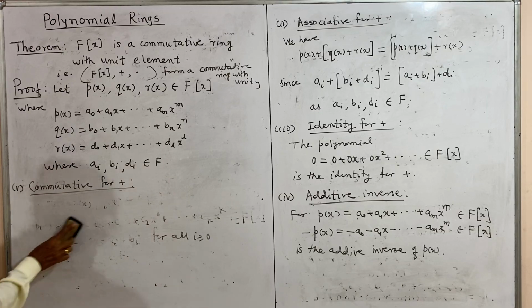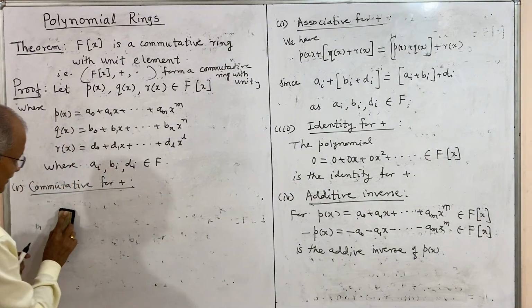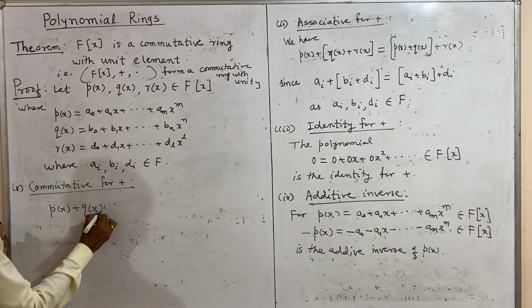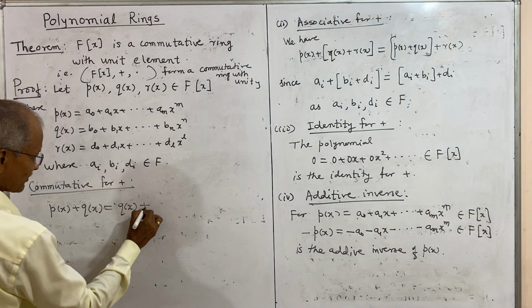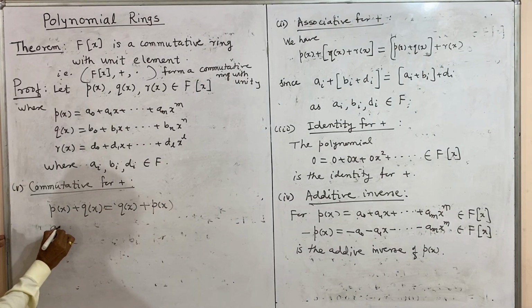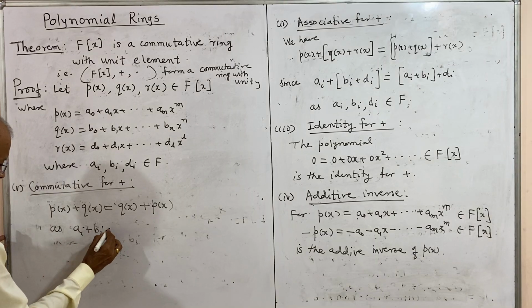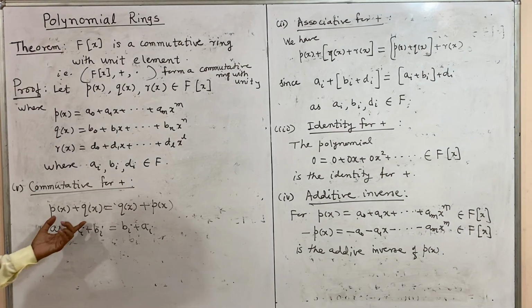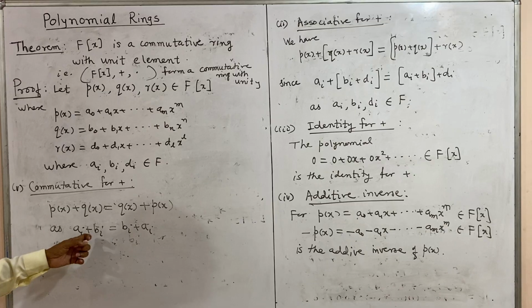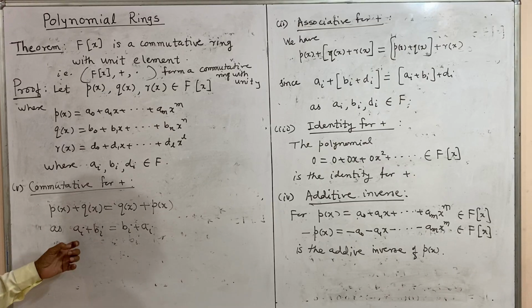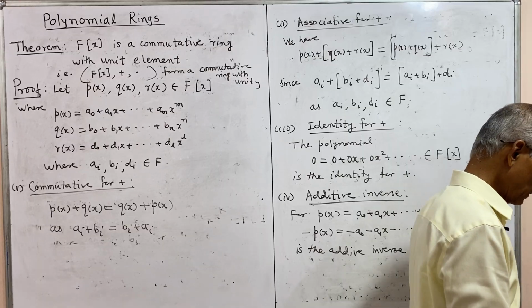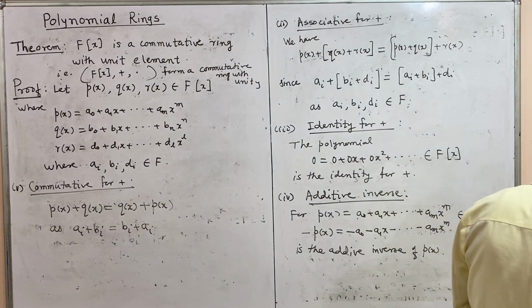Commutative for plus, and that is easy. We have p of x plus q of x is equal to q of x plus p of x, as ai plus bi is equal to bi plus ai. In a field, the coefficients are the elements of the field, and they are commutative with respect to addition. So therefore the commutative property holds for addition, and thus it forms an abelian group with respect to addition. Now what remains are the properties for multiplication.